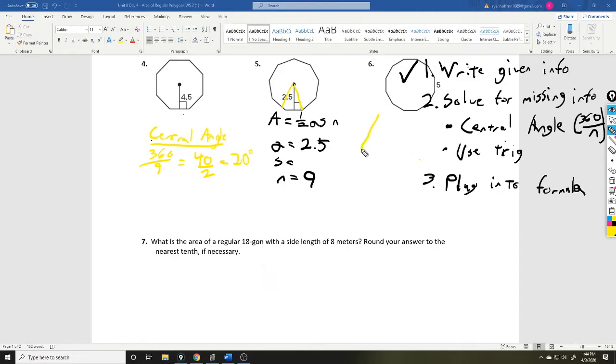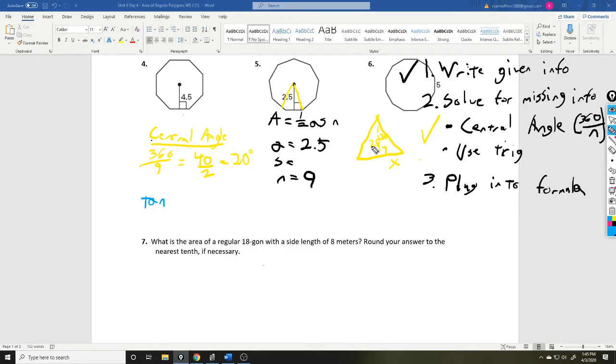So to draw out this triangle over here separately, we have a 20-degree angle. We know that the apothem is 2.5, and we don't know this side. Central angle, check. Now see if you can use the trig to solve for what x is. First off, you should know which ratio you're going to use. That is tangent.